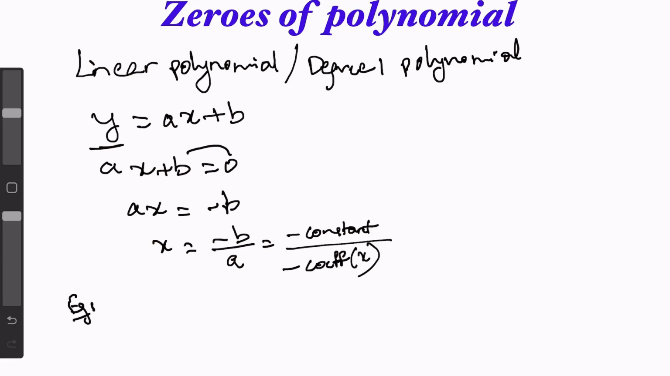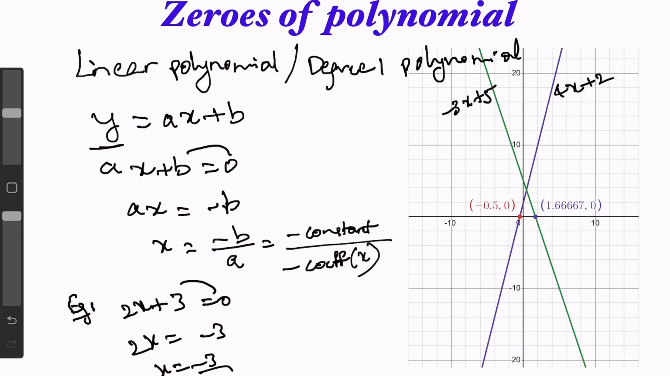Let's see an example. 2x plus 3 equals 0. Solving for x, we get 2x equals minus 3, x equals minus 3 by 2. So the zero of the polynomial 2x plus 3 is minus 3 by 2. Let's see the graphical meaning of linear polynomials. Here x plus 2 touches the x-axis at minus 2, 0, and this line touches at 1.6667, comma 0. So these are the zeros of the polynomials.